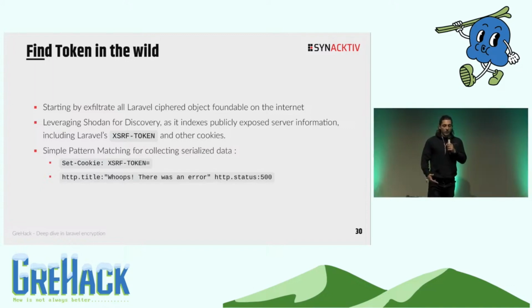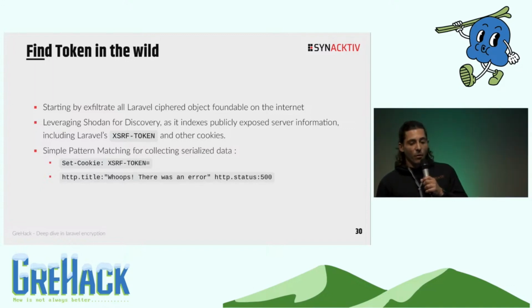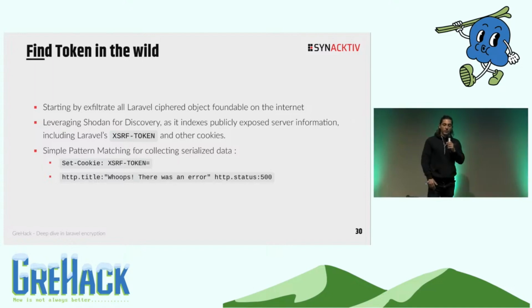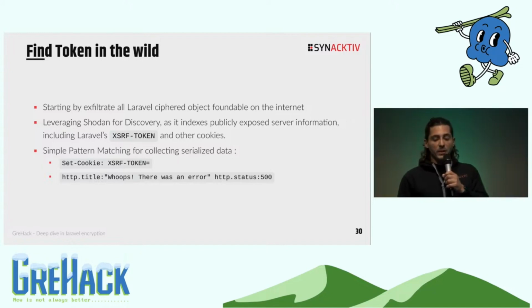So first of all, for finding tokens, we start by exfiltrating all Laravel cipher objects findable on the internet without interacting with the web server. It's important to us. We start with the most famous one, leveraging Shodan for discovery, because it indexes publicly exposed server information, including the Laravel XSRF token and any other cookie. But what we want is an object from a Laravel application. From some of these patterns, we can use a matching query with Set-Cookie XSRF-TOKEN. The first one is interesting because you get a lot of results.